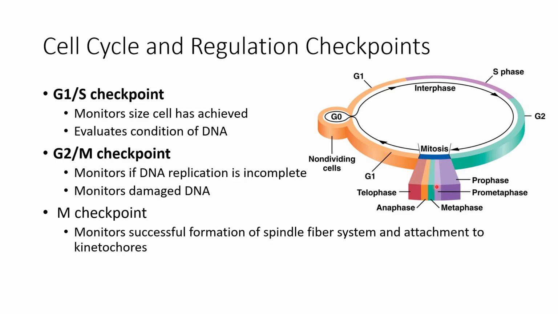The last checkpoint would be the M checkpoint, in which we move through mitosis and start beginning that actual mitosis. And that's going to be really dictated by whether we form our spindle fiber system to attach to our centromeres and help pull those sister chromatids apart.